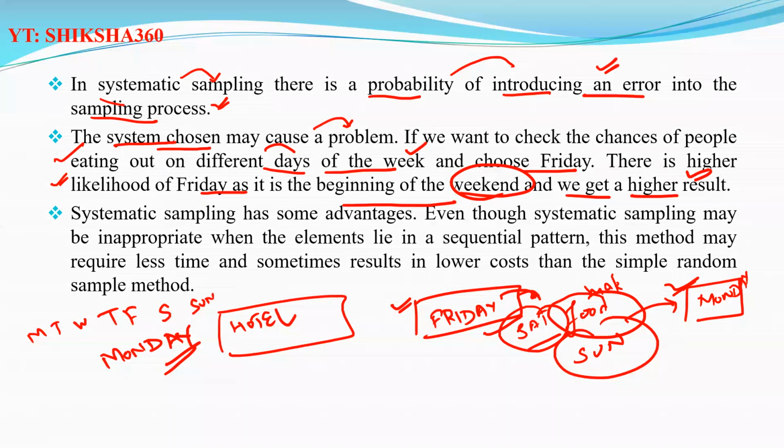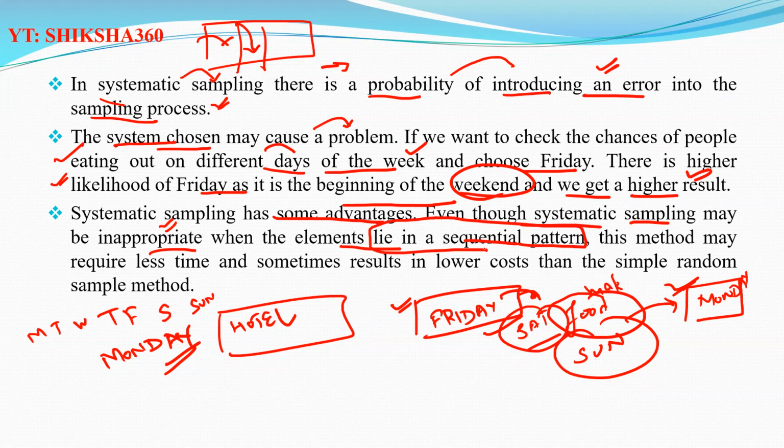But on the other hand, systematic sampling has some advantages also, because here we have selected a proper way, a proper method, for how to move forward. Systematic sampling has some advantages even though it may be inappropriate when the elements lie in a sequential pattern. This method may require less time and sometimes results in lower cost than the simple random sampling method.